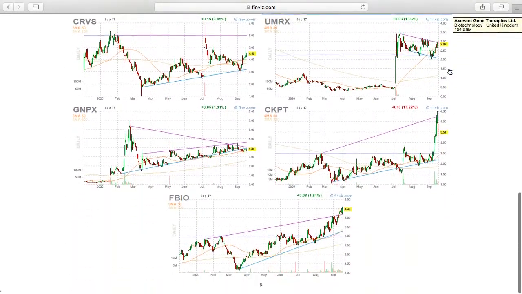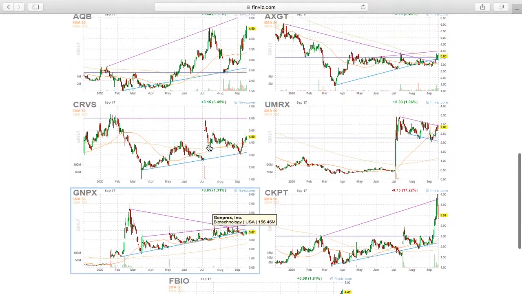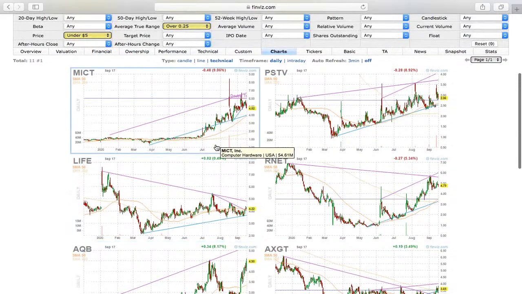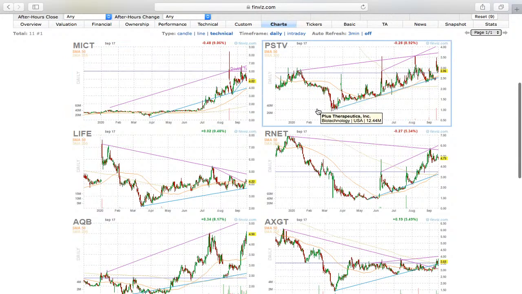Anyway, so these are all possible swing plays. You want to look for a chart that you like, typically one that you're used to trading. Let's see. This one makes me nervous. This one could continue going up like it is. This one has a nice trend line going up. Now, actually, this one does too.